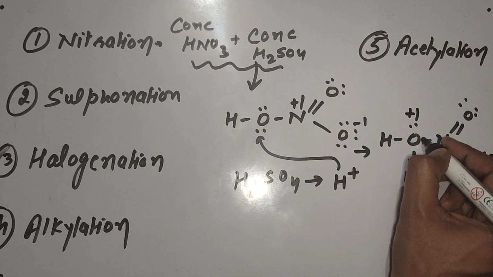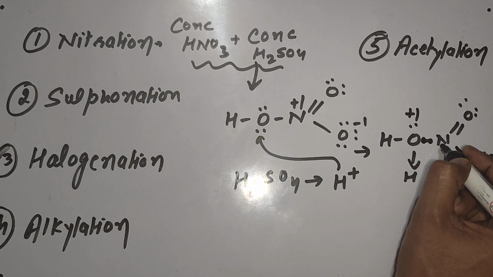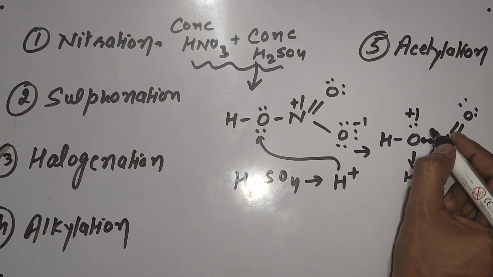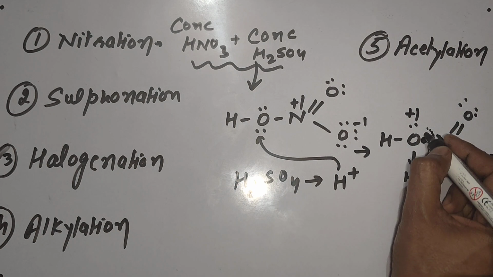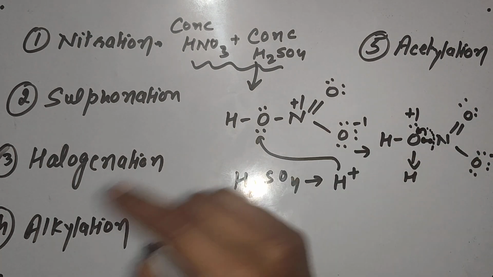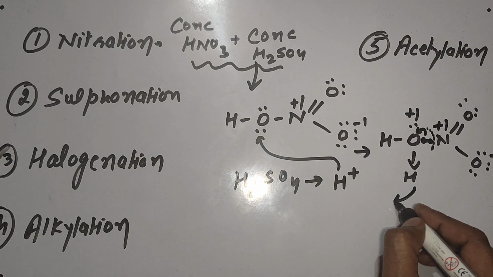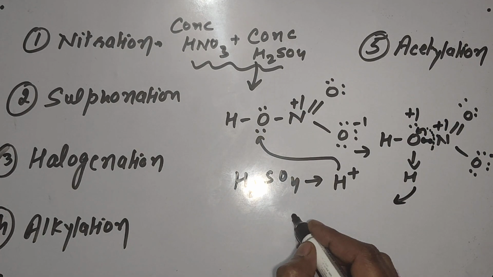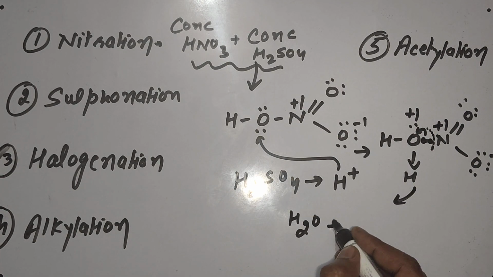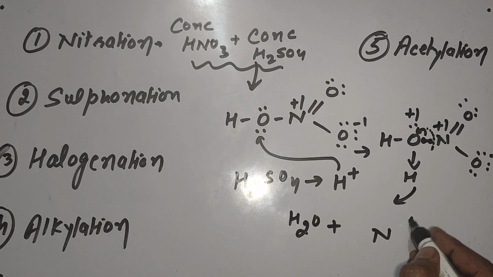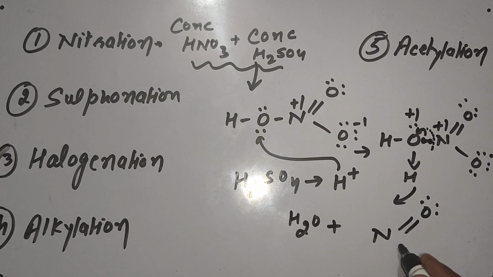How it will regain its stability? By breaking bond from nitrogen. And when it will break bond from nitrogen, obviously both electrons will shift toward oxygen because oxygen is more electronegative than nitrogen. This nitrogen already carrying a +1 charge. So when it will break bond from it, a stable product H2O and one more particle will generate. Please check carefully.